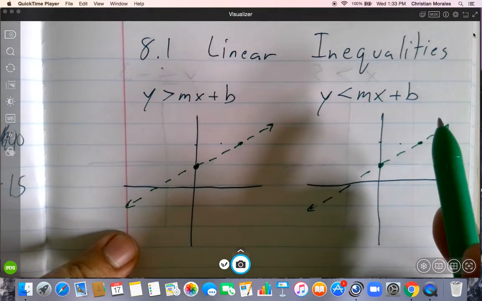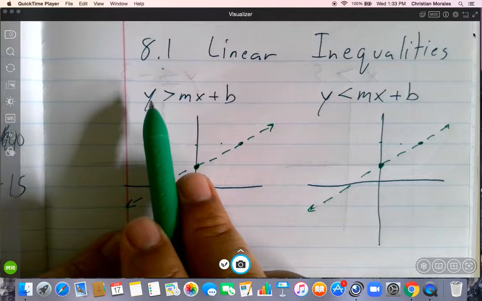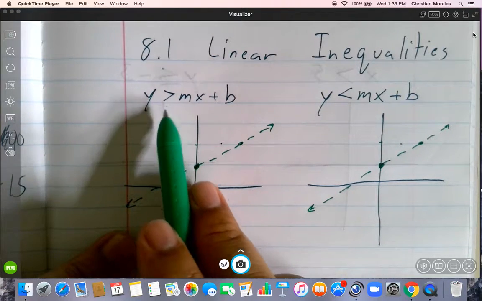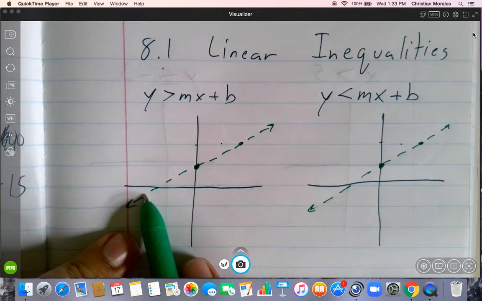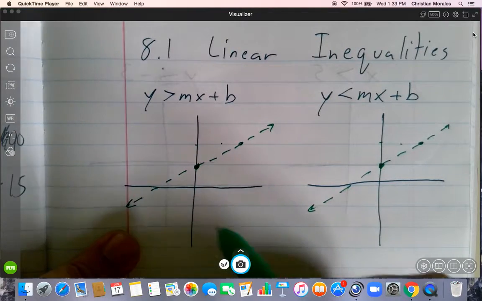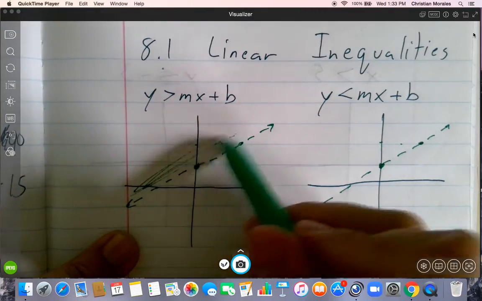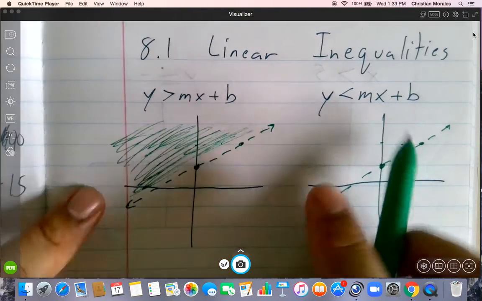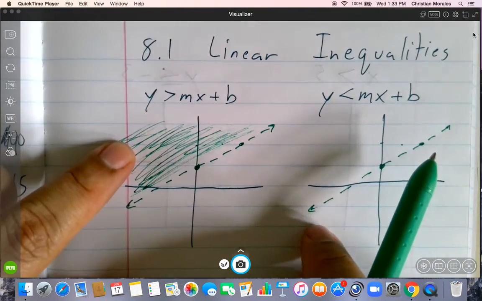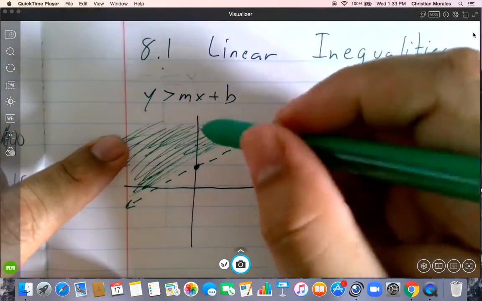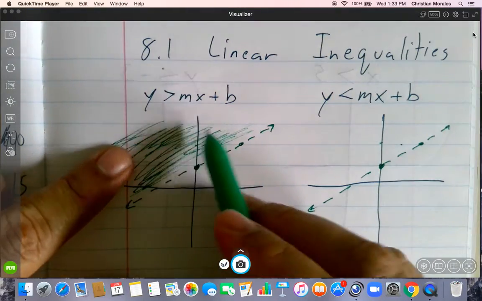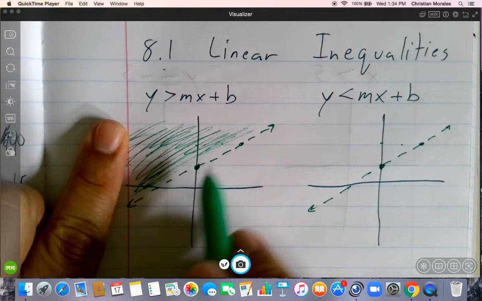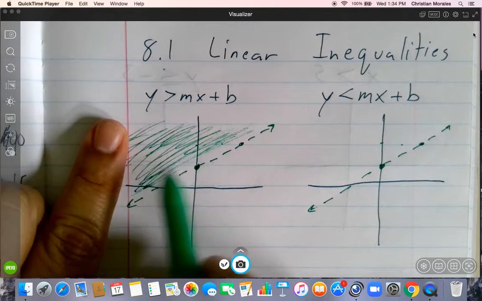So how do you show that? Well, when you see y is greater, when you read this out loud, what that means is your answers have to be above the line. So what you do is you shade above the line, and that's where your answers are. Any point that is above the line is an answer. So instead of putting points all over the place, you just shade above the line and you represent this area as your answer. This is where your answers are.